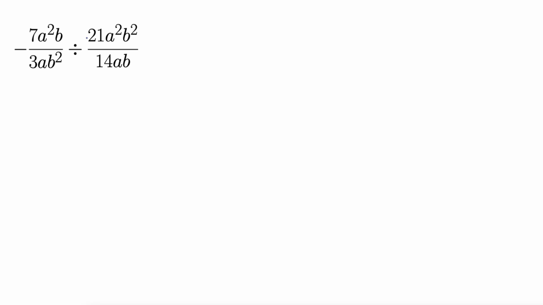For this one, we have negative 7a squared b divided by 3ab squared, divided by the rational expression 21a squared b squared over 14ab. When you have a rational expression divided by another one, there's a rule for that.